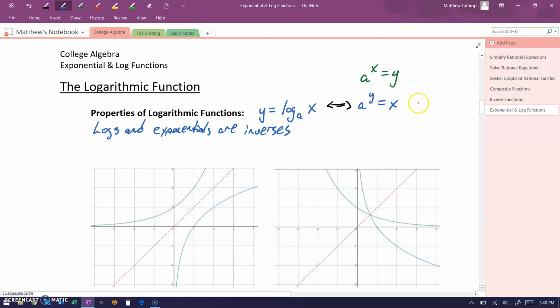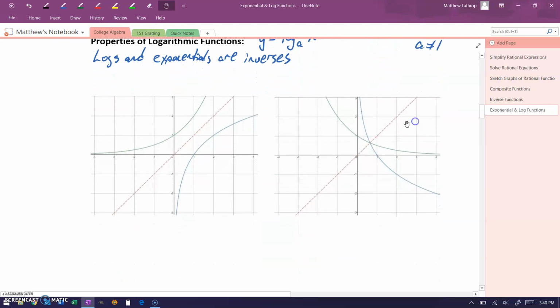We maintain the same restrictions on that base a. It has to be greater than 0 and can't be equal to 1. Looking at the graphs below, we can start to perceive that inverse nature between these two functions. What we have graphed here is y equals 2 to the x power and y equals the log base 2 of x.